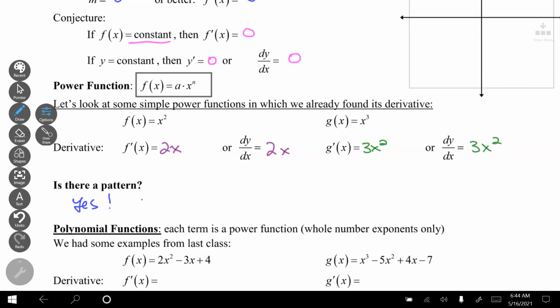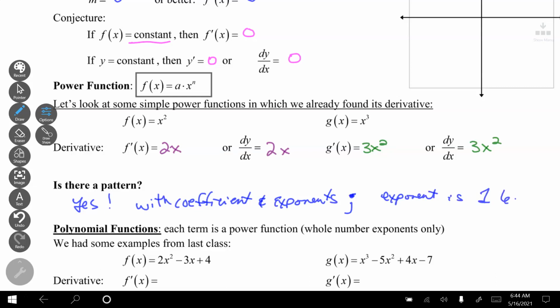I see something's going on with the coefficients and the exponents. We'll talk about that in a minute. And it looks like the power, or the exponent, is down 1, or it's 1 less than before. It went from x squared to x to the first, and x cubed to x squared.